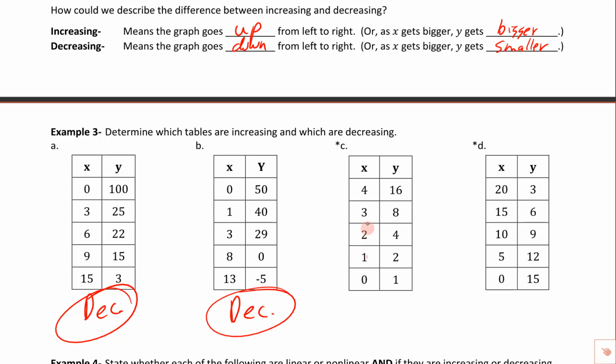Let's make sure the x's are going up. And if the x's are going up, what's happening to the y's? We're going from 1 to 2 to 4 to 8 to 16. So if the x's are getting bigger, the y's are getting bigger. That would be increasing. Okay?